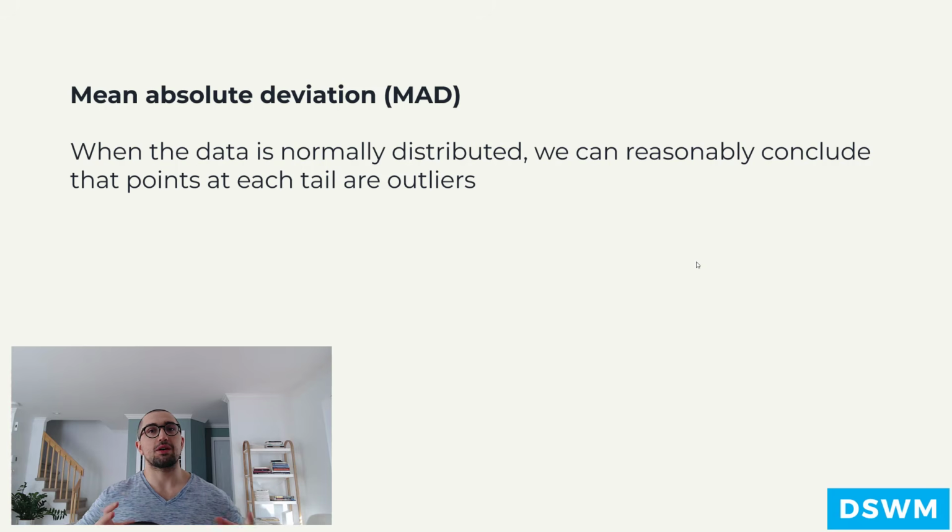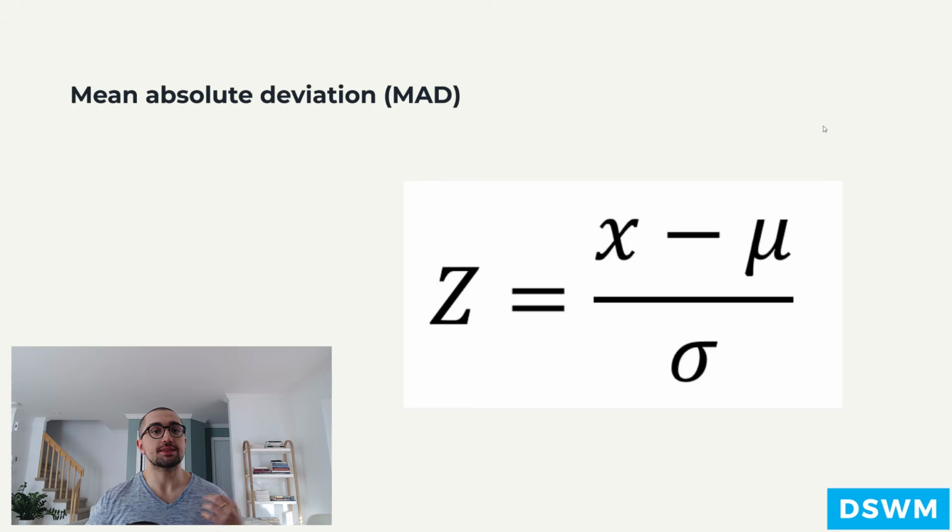So it will work, but not all of the time. You really have to use it in very particular situations, okay? So the idea behind the MAD is that when your data is normally distributed, you can reasonably say that points at each end of the tails are outliers. Okay, that makes sense. So for example, this is done by using the z-score method, right?